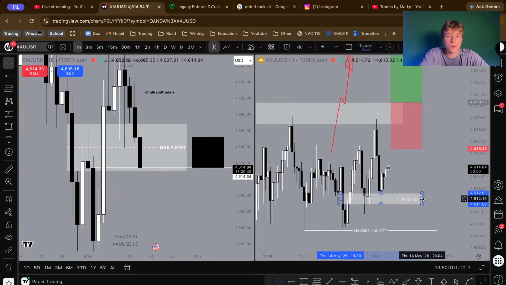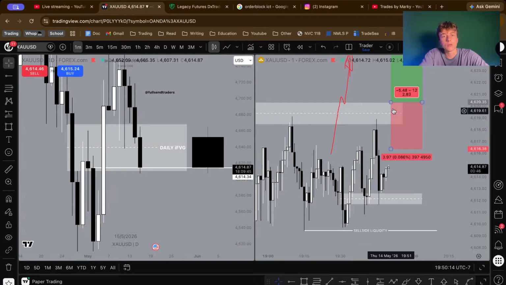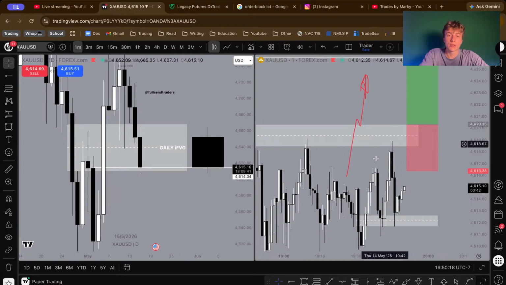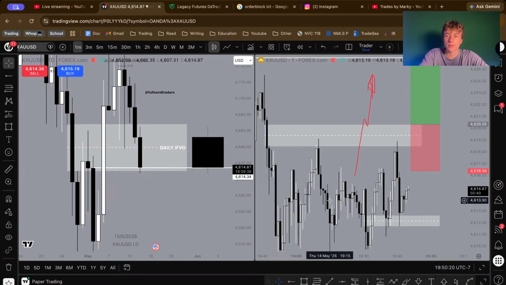All right, guys, we're respecting this gap again. We're bouncing off of it, running up. If we can close above this gap up here, we're gonna take longs. If we don't, we're gonna wait.